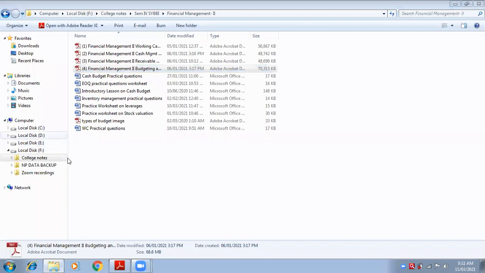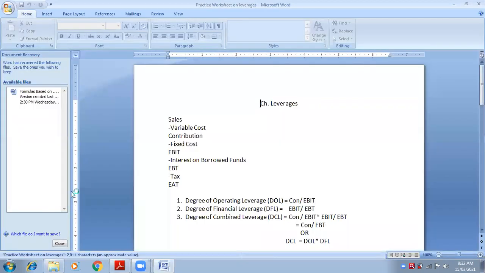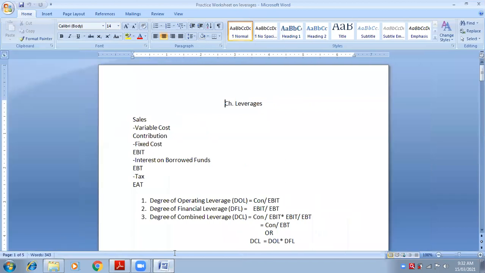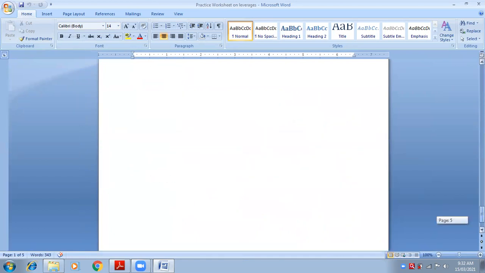Yes. So now we need to prepare the income statement. But to make the income statement, sales is not given. Variable cost is given as a percentage of sales. Fixed cost is not given. Contribution is not given. So these things are to be found out.